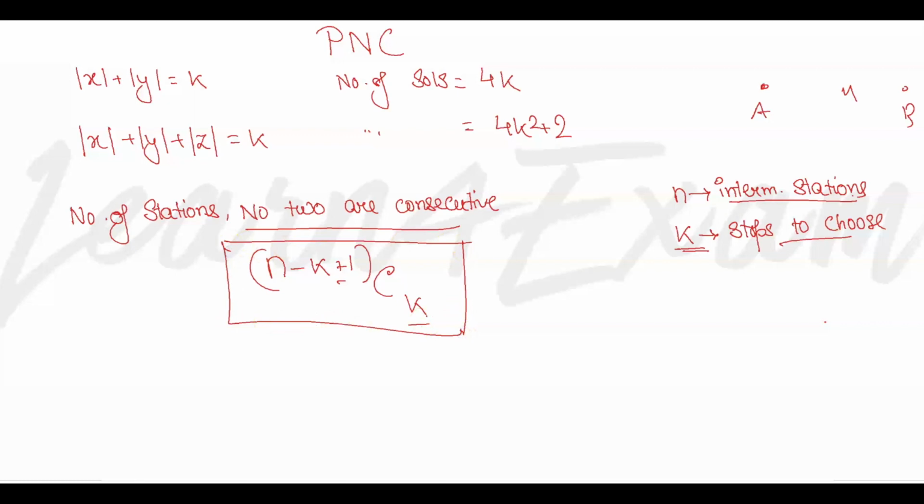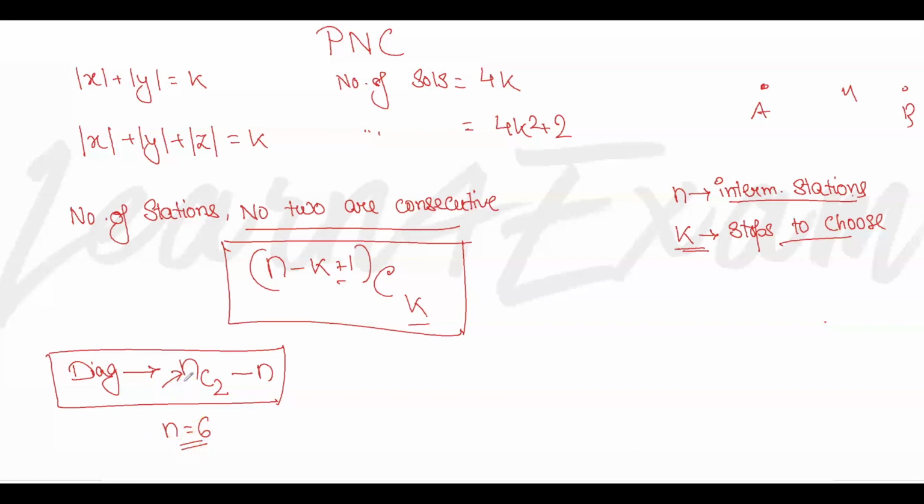Now next, the total number of diagonals in any polygon. The total number of diagonals is given by the formula nC2 minus n. Let's say I need to find out the number of diagonals in a hexagon. We know that in a hexagon the number of sides is equal to 6. Here n represents the number of sides.